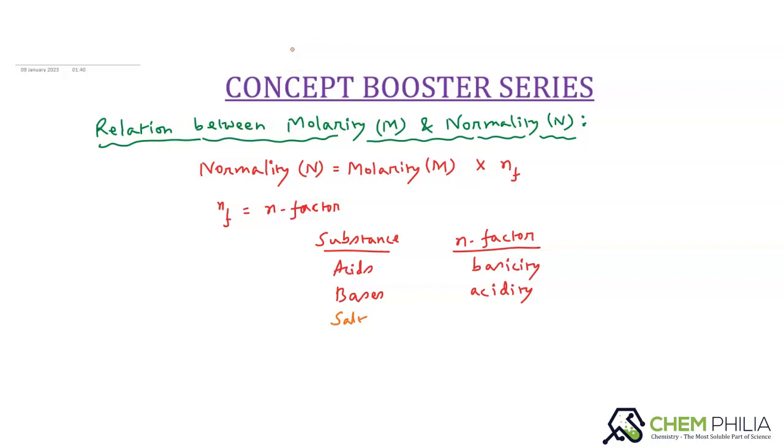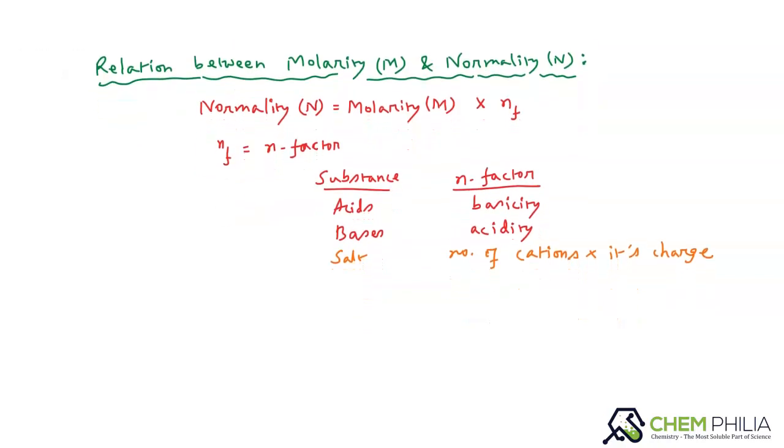Another type of substance is salt. For salts, the N factor is the number of cations into its charge. Or you can write the number of anions into its charge as well, that will give you the same N factor.